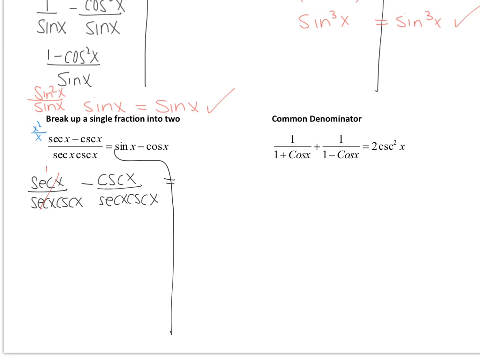So these cancel to 1, these cancel to 1. So it's 1 over cosecant x minus 1 over secant x. And we know that 1 over cosecant is actually sine x, and we know that 1 over secant is cosine. So, do I have sine x minus cosine x? Yep. So the left side equals the right, and we're good to go.